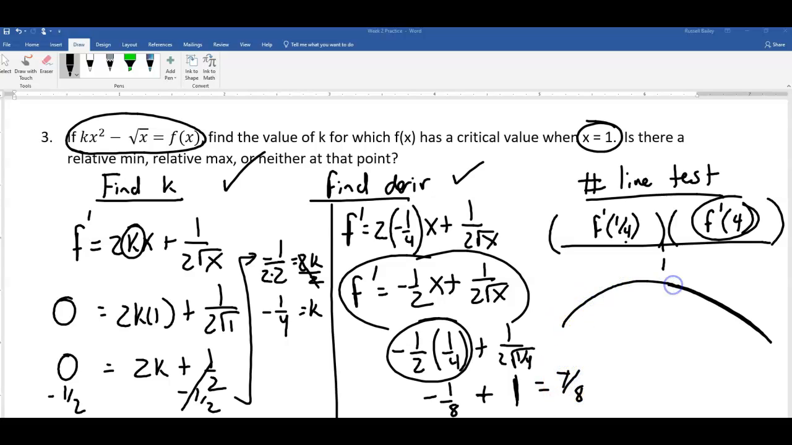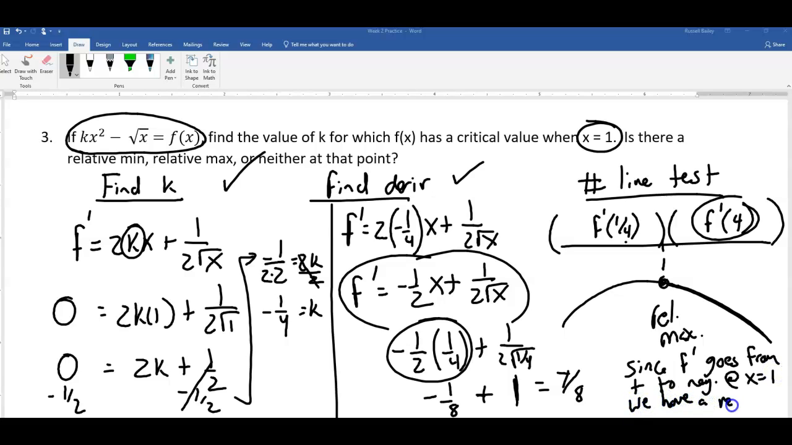So therefore, this is your relative max. Since f prime goes from positive to negative at x equals 1, we have a relative max.